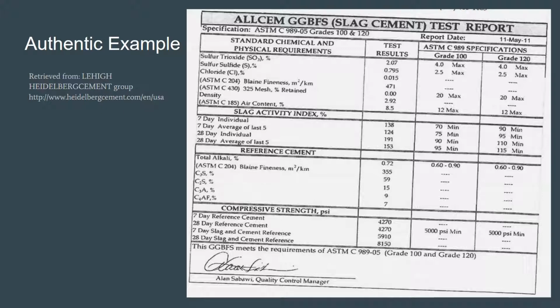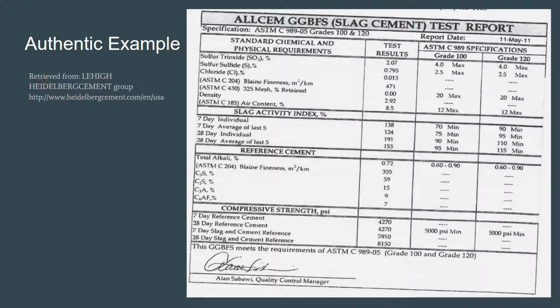This is a test report from a company called Heidelberg Cement Group. It includes the standard chemical and physical requirements, the slag activity index, the reference cement properties, and the compressive strength of the cement mixtures in accordance with ASTM C989-05. In the standard chemical and physical requirements row, it shows certain chemical amounts within the sample in percent weight and the maximum allowable as per ASTM specifications. Additionally, certain physical properties such as the density and the air content were measured and compared to the standards. All of these requirements are met.